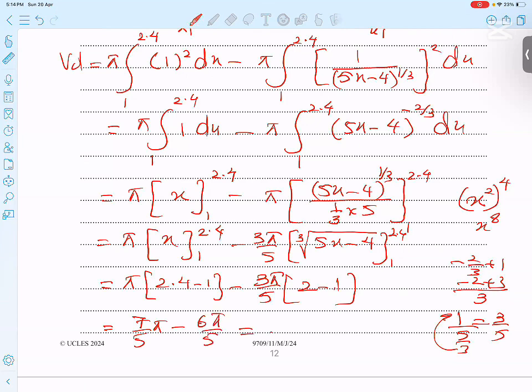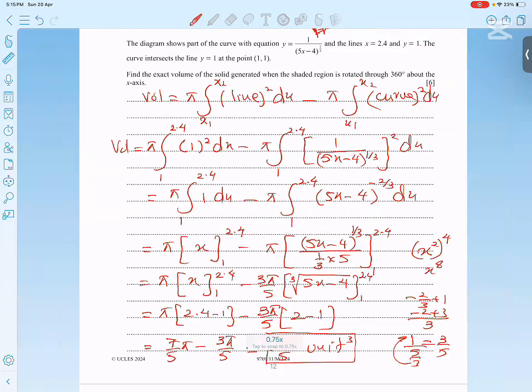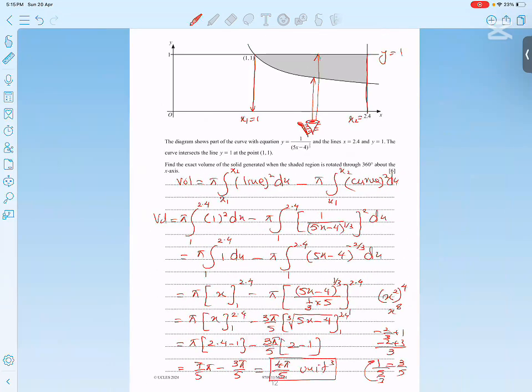So LCM is, wait a minute, I think I made some mistake. Hold on. This is 2.4 minus 1, 7 over 5. Upper limit, 3 by 5 pi. Okay, 3 pi by 5. This is 3 pi by 5 because 1 into that is 1. So 3 pi by 5. And then I got 4 pi by 5 unit cubed because it gives us the volume. So I hope the point is completely clear. And the question is over.